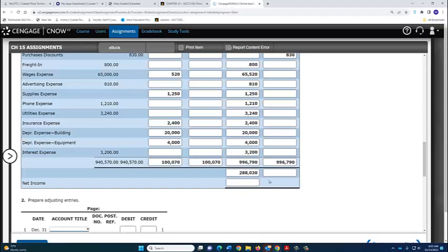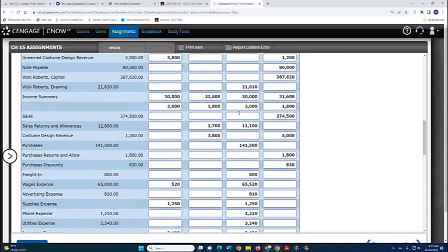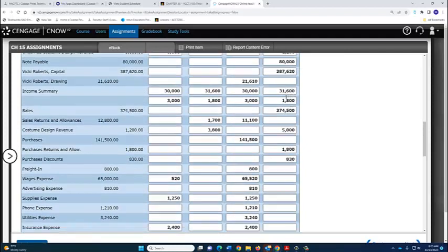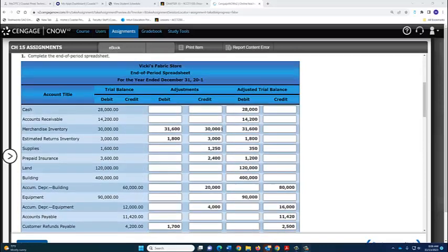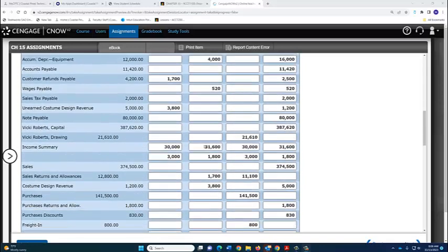$288,030. Now if I come over starting at income summary and add the 31,600 all the way down to the 830, I'll get $415,530. If I subtract these two figures, I'm going to get a net income of $127,500.